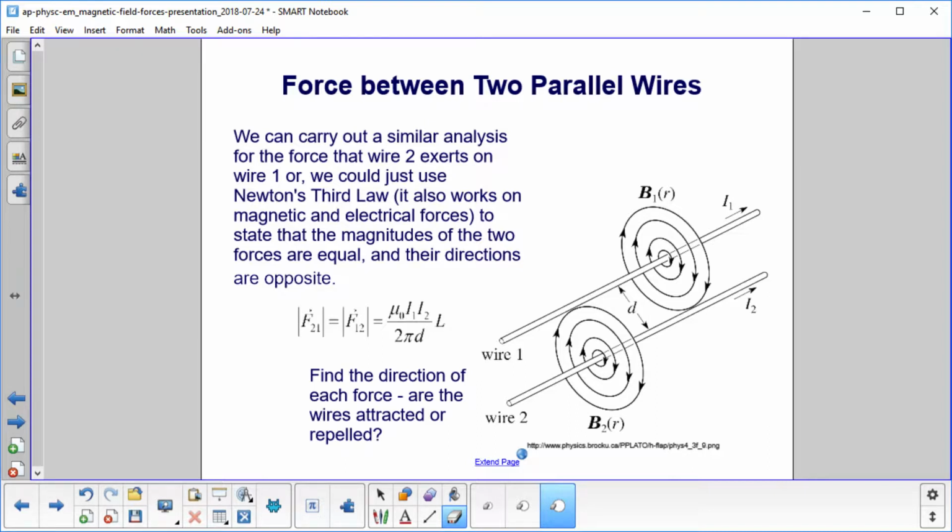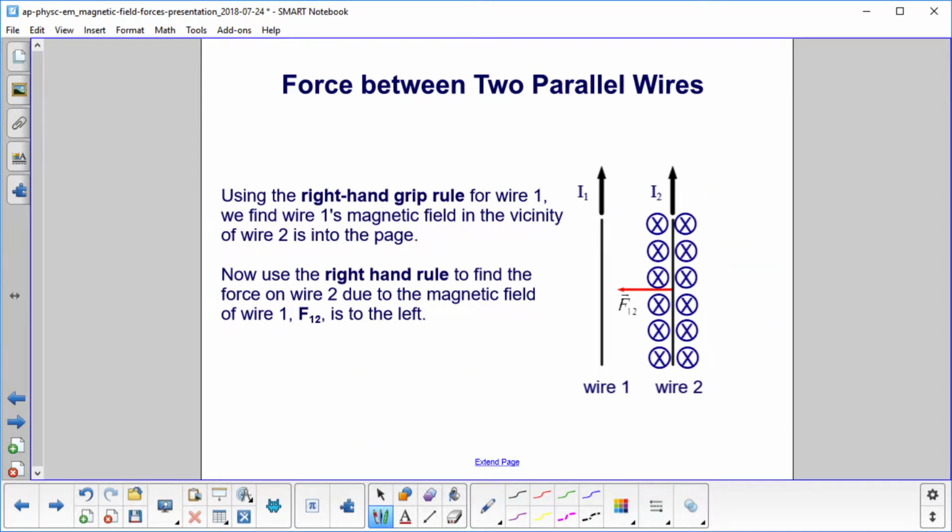Now, find the direction of each force. Are the wires attracted or repelled? The currents are both going in the same direction. What would your guess be? Based on everything we've done, what happens to two north poles when they're together? What happens to two positive charges when they're together? Perhaps you're predicting that these two wires will repel each other. Likes repel? Let's calculate it and see what happens.